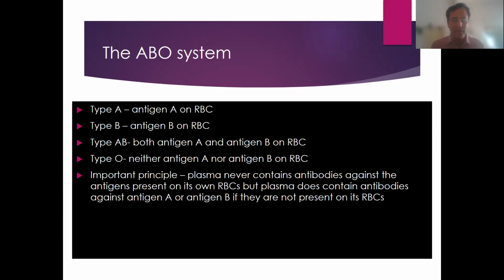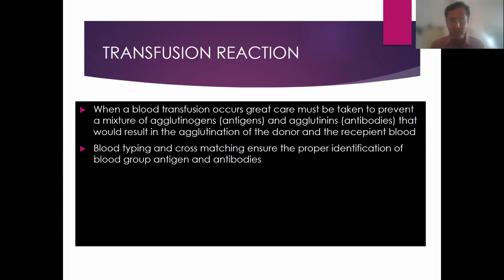Type A has the A antigen on the RBC, type B has the B antigen on the RBC, AB has both A and B, and O has neither A nor B on the RBC. The important principle is that plasma never contains antibodies against the antigens present on its own RBCs. This is the simple principle.